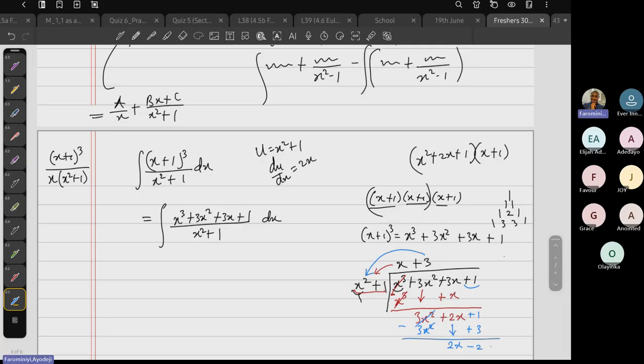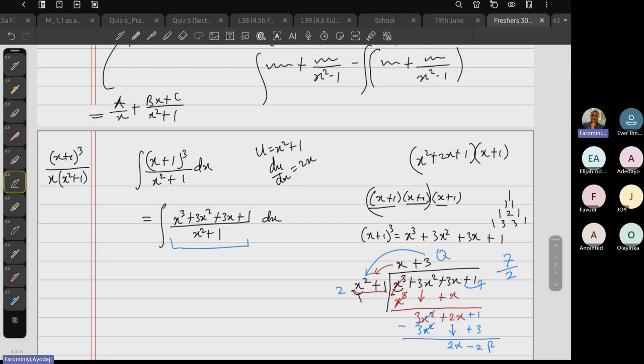So it's just like the case of 7 over 2. So this is like the 7 here, this is the 2 here, this is the quotient here, this is the remainder. So it means that this fraction is the same thing as x plus 3, that is the quotient, plus the remainder, which is 2x minus 2 over x squared plus 1.